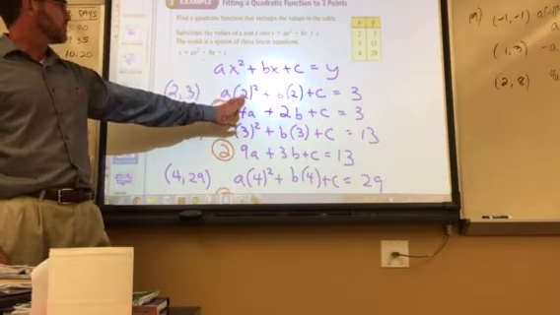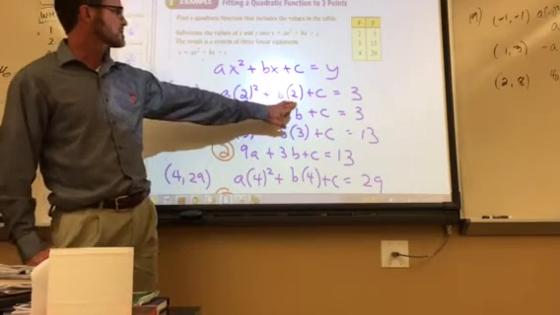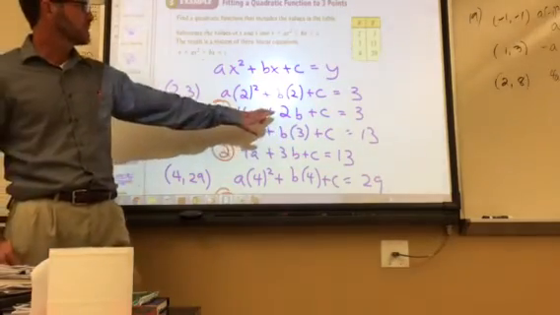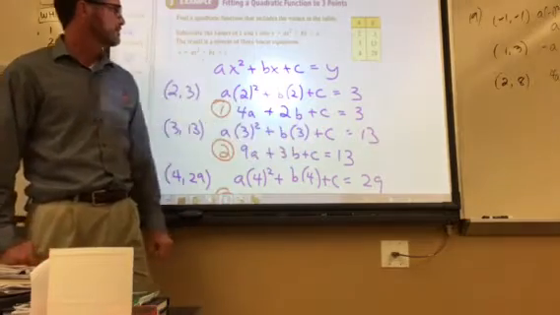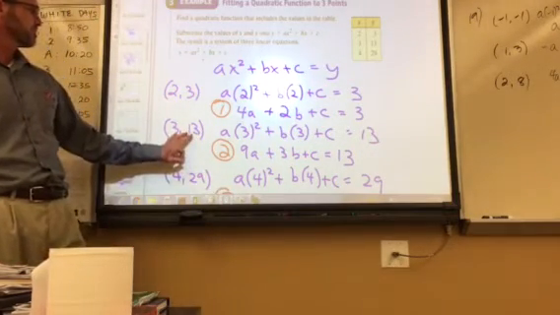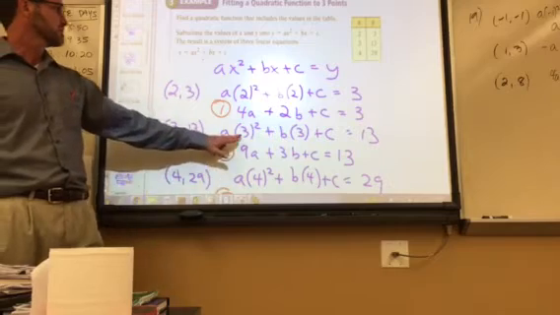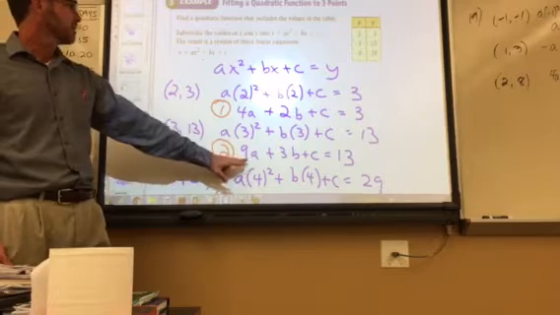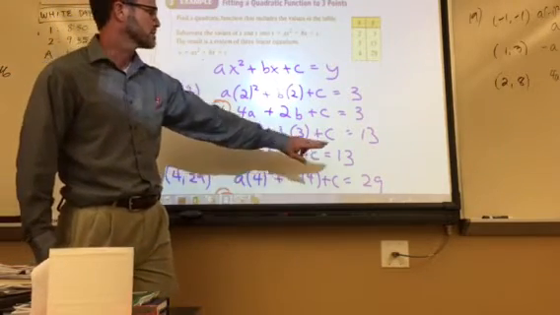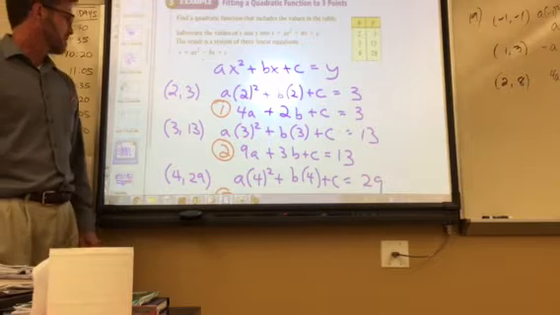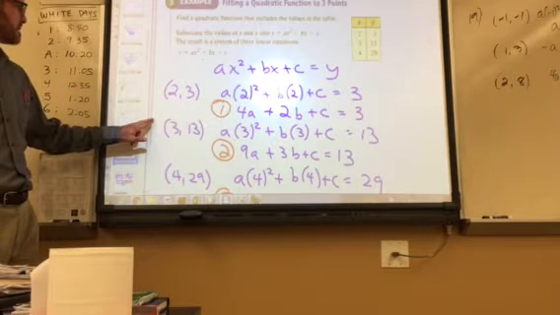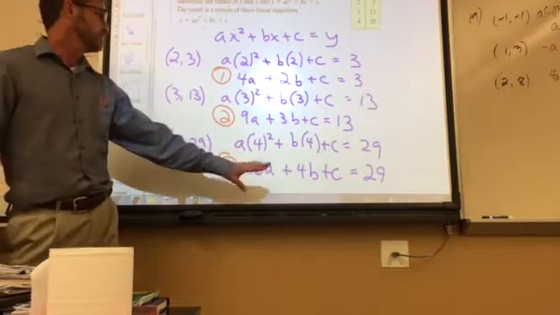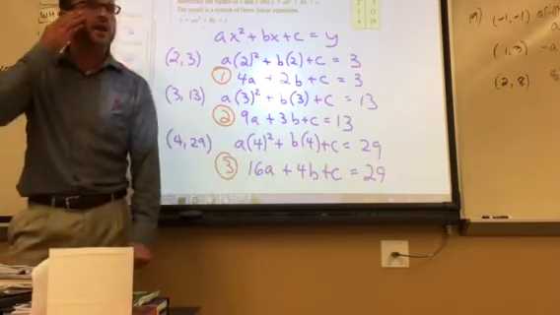Notice that when you put the first point in, 2 for x and 3 for y, it boils down to 4a plus 2b plus c equals 3. Second point, put it in, 3 for x and 13 for y, comes down to 9a plus 3b plus c equals 13. And the third point, (4, 29), becomes 16a plus 4b plus c equals 29.